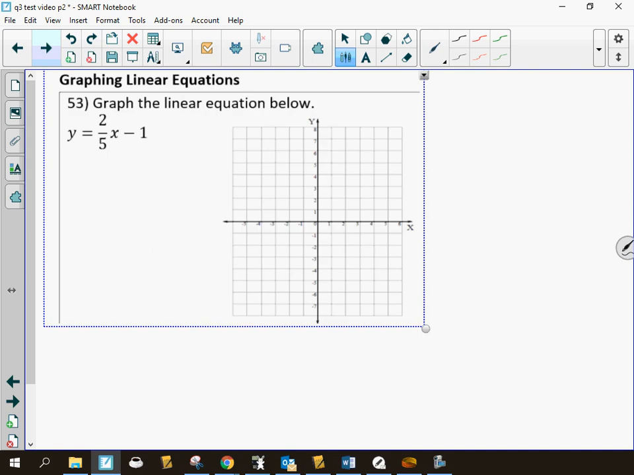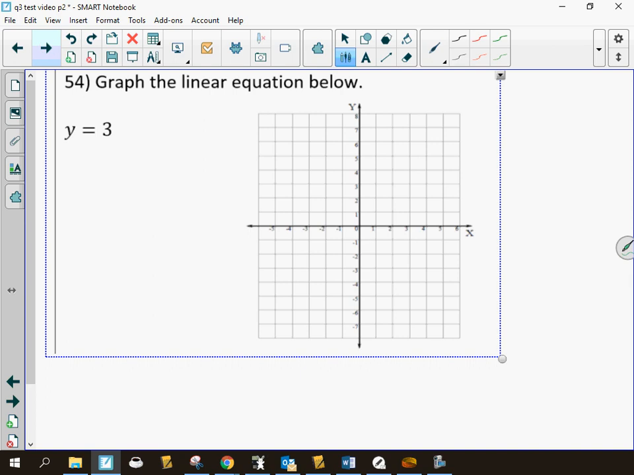All right, so graphing linear functions, just as a quick review. Remember, m equals 2/5, b equals -1. So b is the y-intercept, and then we're just going to go up 2 and over 5. Could also go down 2 and back 5. And there's our line.